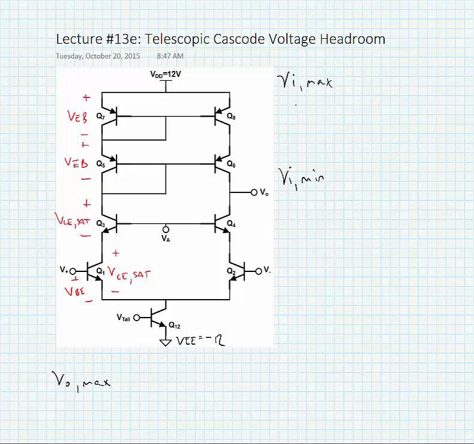So let's work down from the supply voltage. This is VDD minus 2 VEB minus 2 VCE sat plus a VBE is equal to V plus. So we know that V plus can't be greater than this quantity, otherwise the amplifier will go into saturation, or some of the transistors will go into saturation. So we can say V plus, which is equal to VI max, has to be less than the above quantity.